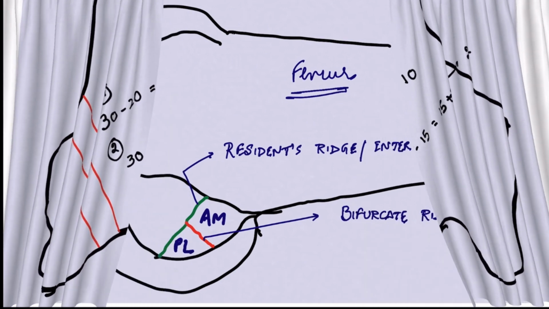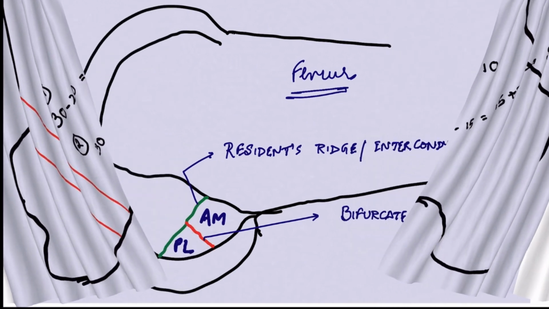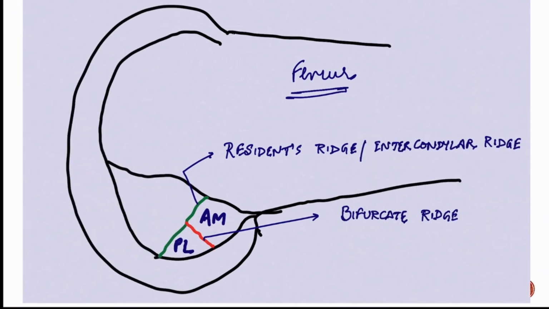Now we will see where to place our graft. This is one sagittal view of the femur through the intercondylar notch, and here you can see that the ACL has two bundles and their insertions are as shown here. The anteromedial bundle is here and the posterolateral bundle is here.